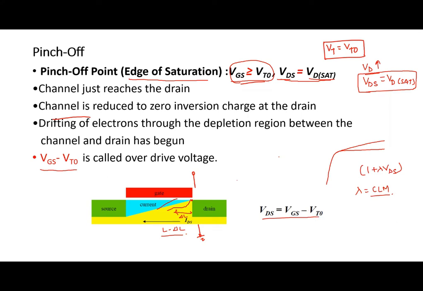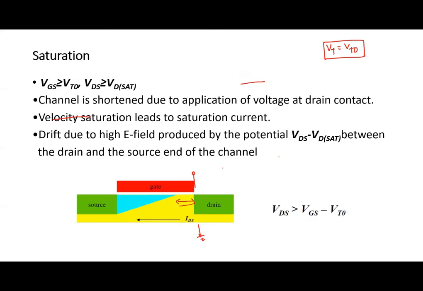This particular quantity is called the overdrive voltage, VGS minus VT. If you want your device to be in saturation mode, then VDS should be greater than this, and then your device will be in saturation mode. Next, the saturation, already discussed. Your pinch off starts at VDS equal to VGS minus VT naught, and beyond that, when VDS is greater than VGS minus VT naught, your device is moving into saturation.